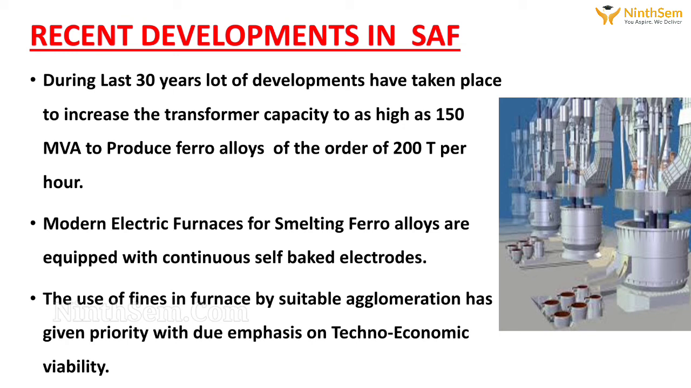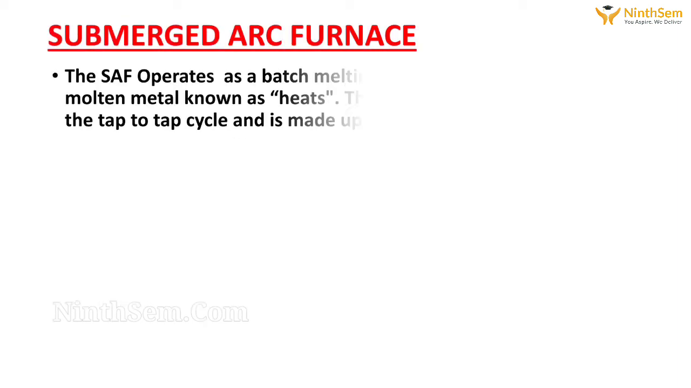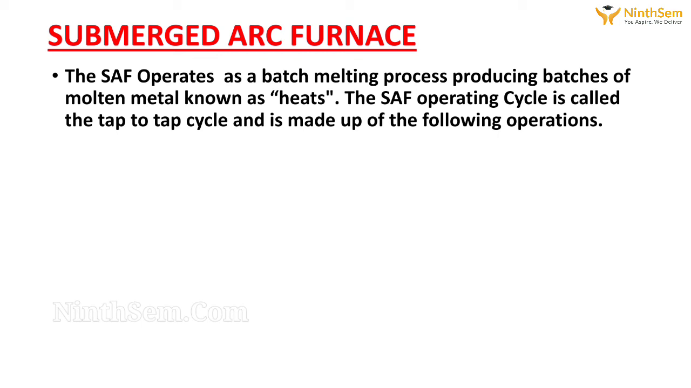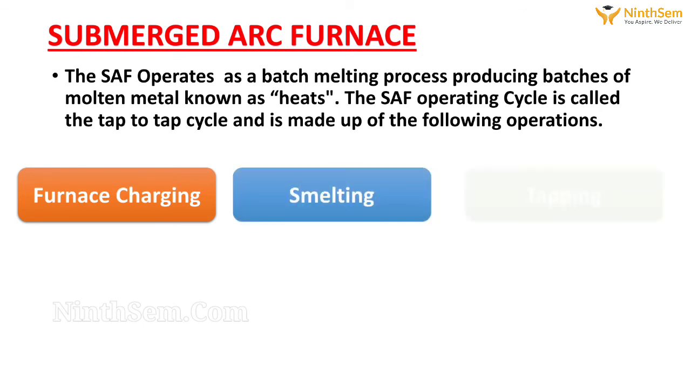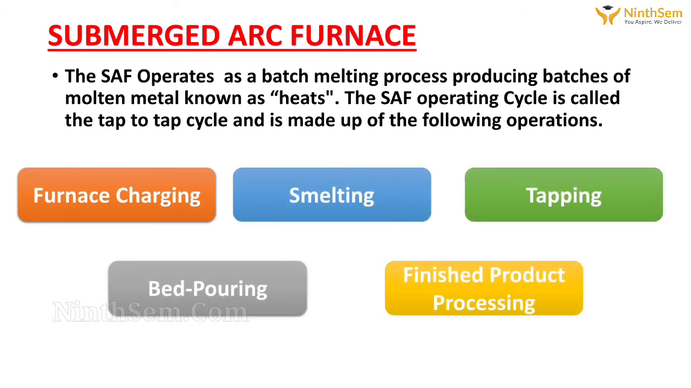The submerged arc furnace operates as a batch melting process, producing batches of molten metal known as heats. The submerged arc furnace operating cycle is called the tap-to-tap cycle and is made up of the following operations: furnace charging, then smelting, then tapping, then pouring, and then finished product processing.